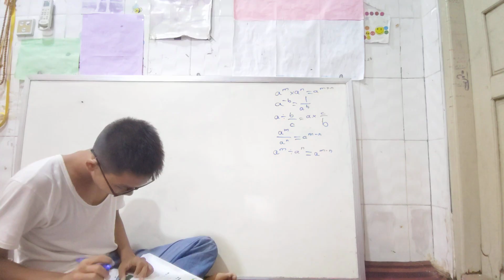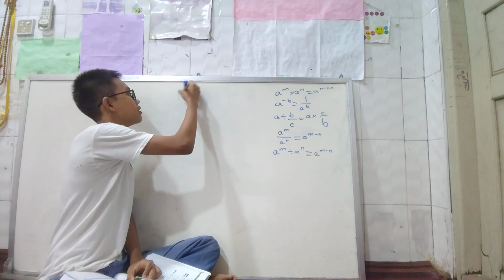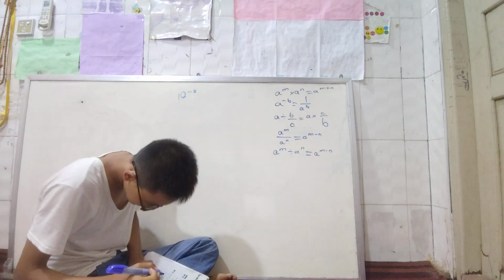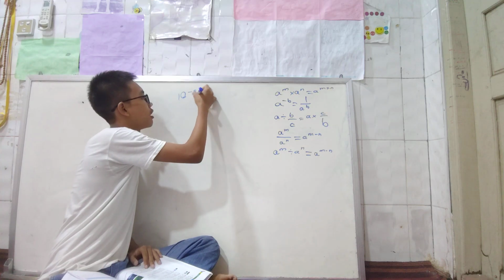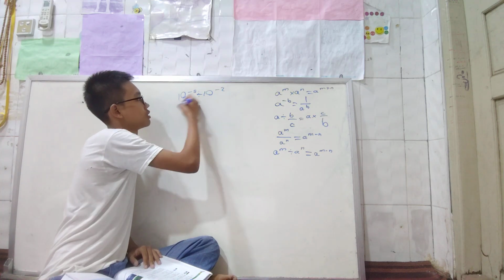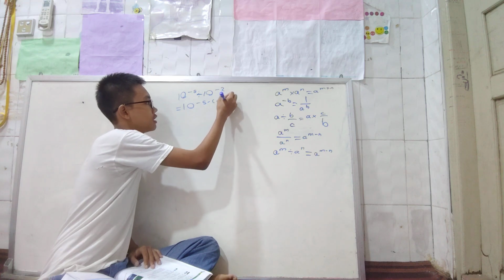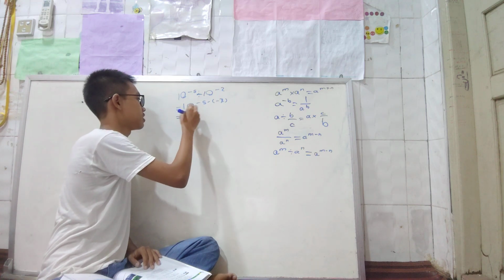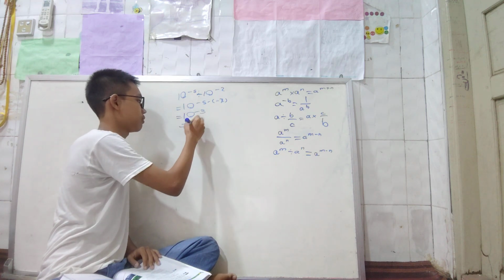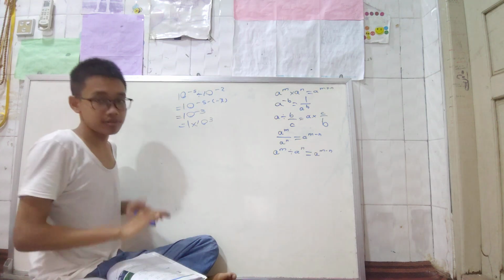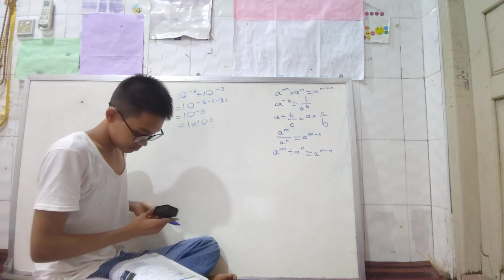10 to the power of minus 5 divided by 10 to the power of minus 2. So that's going to be 10 to the power of minus 5 minus 2. That's going to be negative 5 plus 2, which is 10 to the power of negative 3. 1 times 10 to the power of 3. Simple, right? Everything is simple.